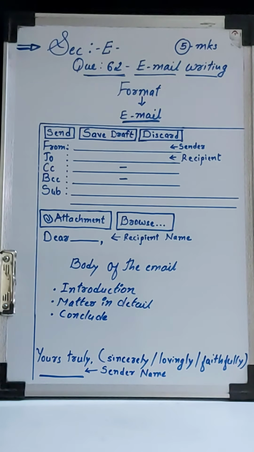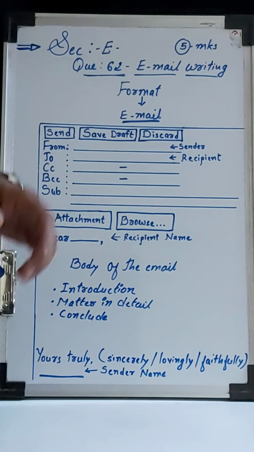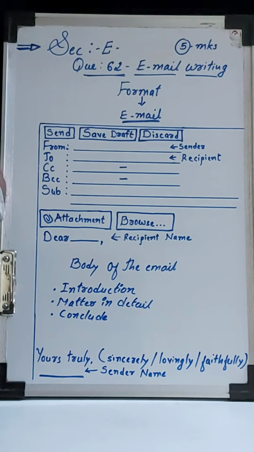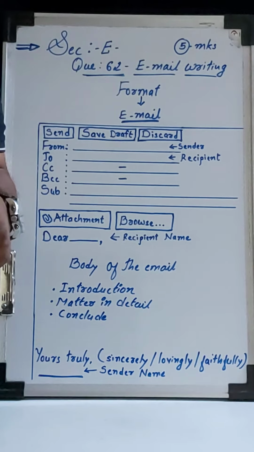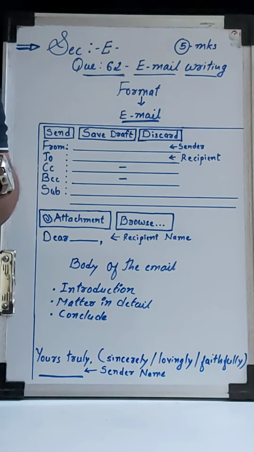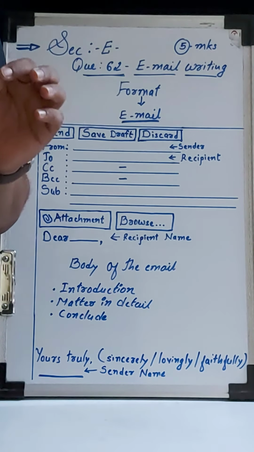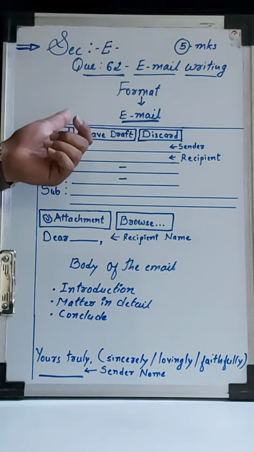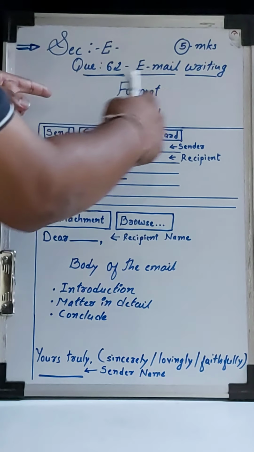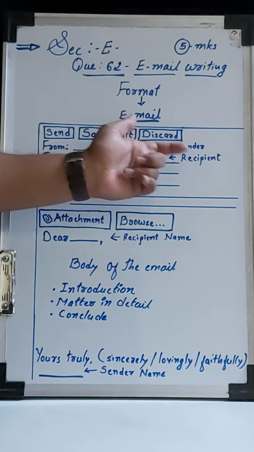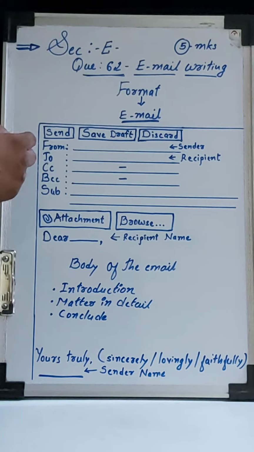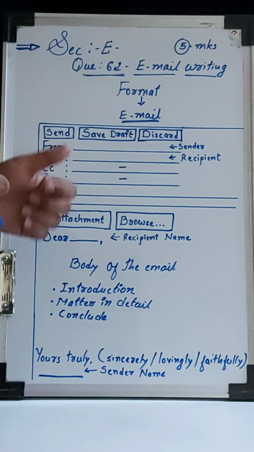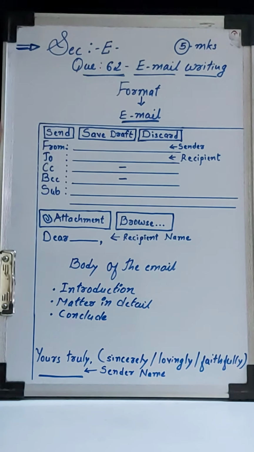Students, as you can see, first of all there is an instruction that when you are attempting an email portion, better begin with a new page in the answer sheet. Students, first of all make a box. First you need to write the three options while you are composing an email. Send is the first option.